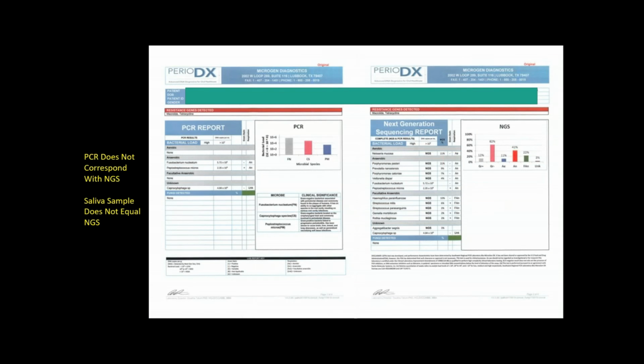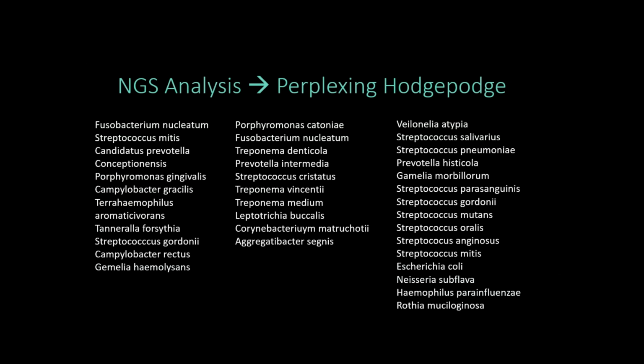Now, PCR in this case did not correspond with next generation sequencing because they did not do the lavage technique for this patient. They had the patient rinse with the material and they got what was in the saliva. Well, it didn't even come close to finding out what bacteria were in the next generation sequencing. So I think with salivary analysis, you have to be very, very careful. It's not going to tell you what bacteria are down in the periodontal pockets. When you get the results back, though, boy, do you get a hodgepodge.